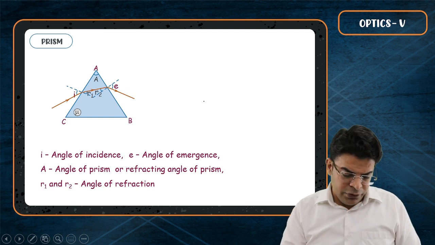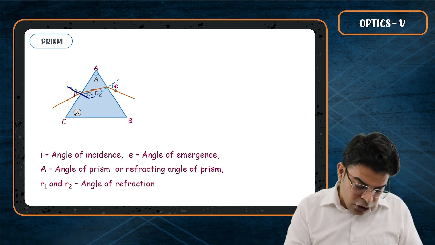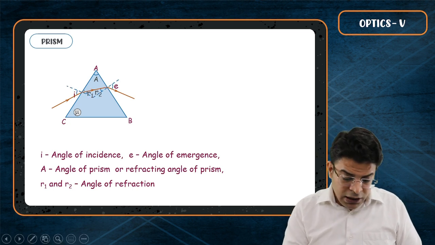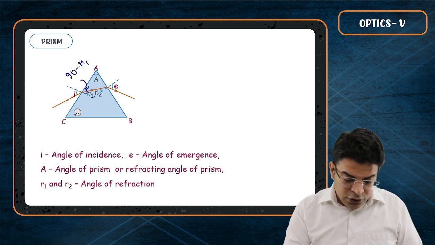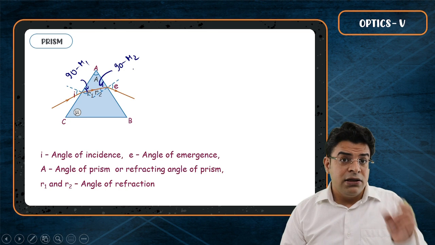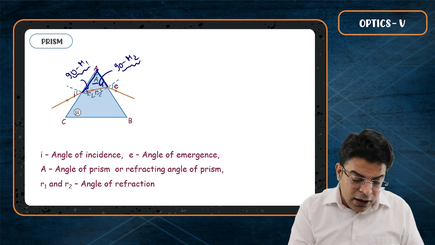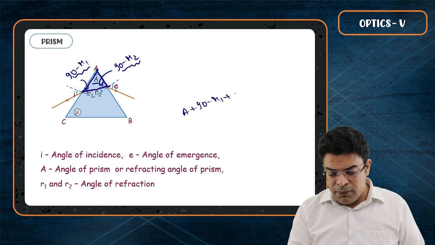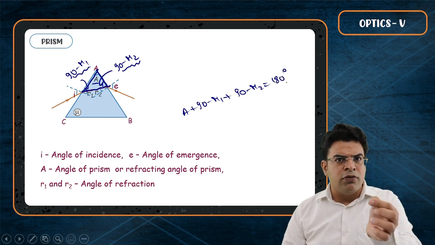Why? Think about it. This line is normal. This line is normal. This means that this normal and the surface is perpendicular. And this second normal and the second surface is perpendicular. If I ask you what is this angle, you will say that, sir, this angle has to be 90 minus R1. If I ask you what is this angle, you will say that, sir, this angle has to be 90 minus R2. And you can see that the three angles A, 90 minus R1 and 90 minus R2 are internal angles of a triangle. So can I say that A plus 90 minus R1 plus 90 minus R2 has to be equal to 180 degree. The sum of the internal angles has to be equal to 180 degree.